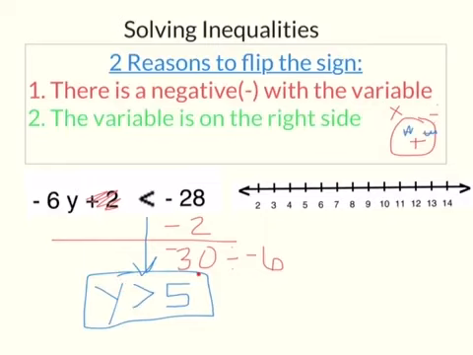I know, since my answer is 5, my circle is going to go on top of the number 5. Again, it's an open circle because we do not have the equal to sign underneath. Now, I'm going to draw my symbol above my 5, and I'm going to turn it into an arrow. That tells me which direction I should be shading.